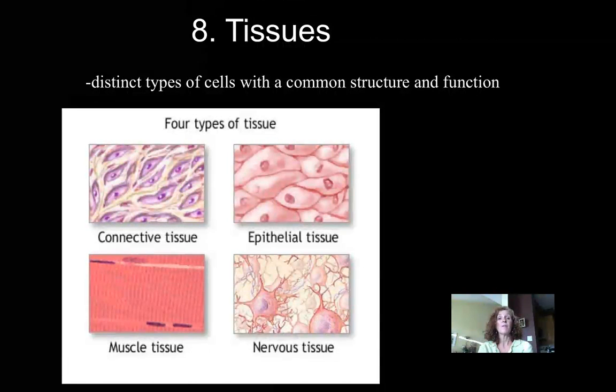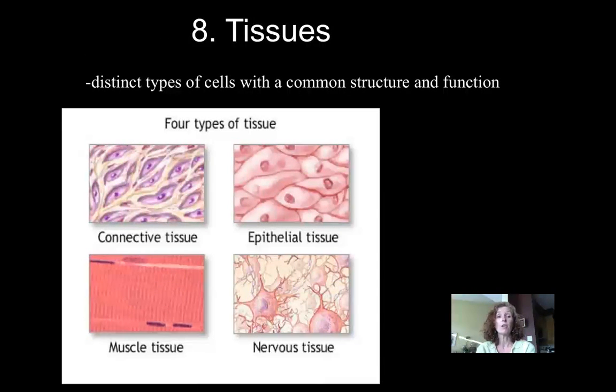Tissues are distinct types of cells with a common structure and function. So they're a group of cells that are all the exact same type. These are just 4 types that are shown here. But an organ is made up of groups of tissues, right? And so you don't call a single cell a tissue. A tissue is a group of cells that are all the exact same type and they all do a specific thing.